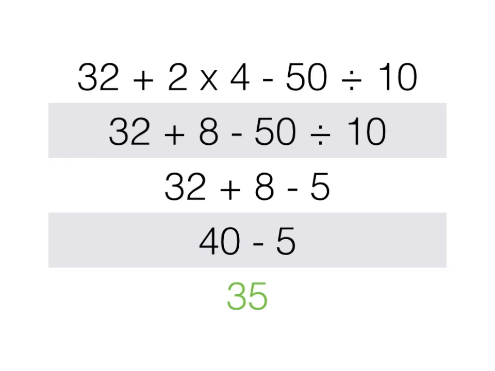And yeah, we could have done 32 plus 8 and got 40. That's what we do with our wallet. And then done 50 divided by 10 to get 5, and done 40 minus 5. But either way, in this I'm just following the order of operations strictly.